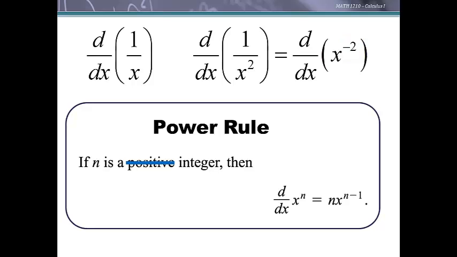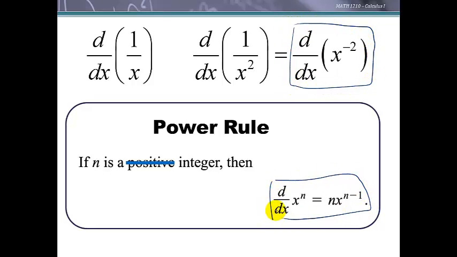So if I wanted to find the derivative of x to the negative 2, I could apply this power rule, which says multiply the power out in front and then decrease the power by 1. So this would be negative 2 over x to the third, because this of course is x to the negative 3, and then I can express that without a negative exponent like this.